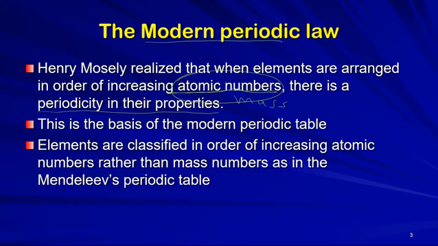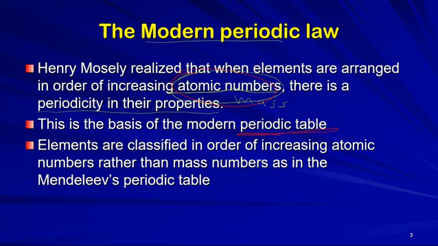According to the original periodic law, the periodicity of properties would be seen if elements were arranged according to the increasing mass numbers. But for the modern periodic law, these elements should be arranged according to the increasing atomic numbers. Increasing atomic numbers, it's here. Can we see that? And that is the basis of the modern periodic table, the arrangement of atoms in increasing order of atomic numbers.